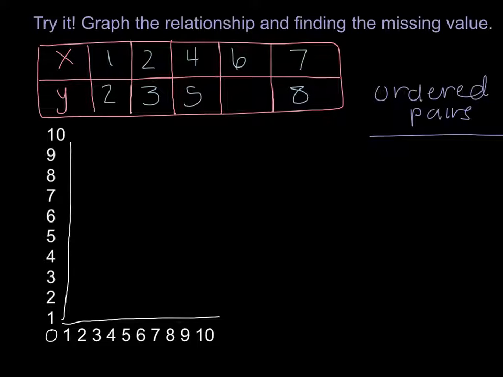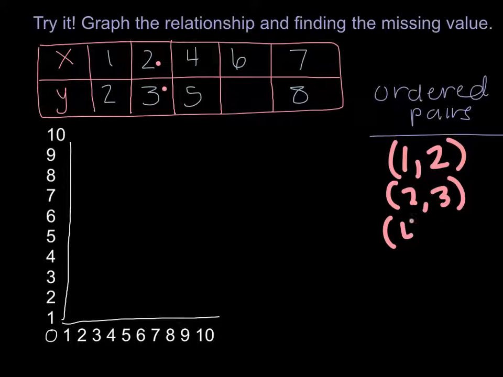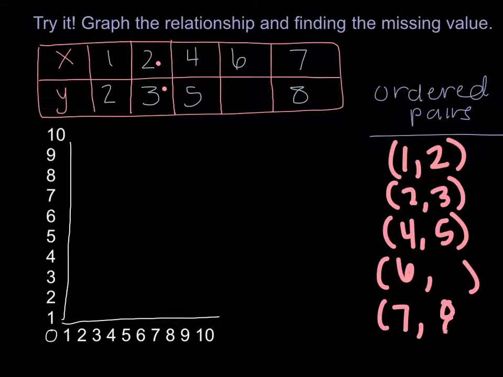Okay, so I'm going to start with my ordered pairs. My first ordered pair is going to be 1 from my x and 2. I'll just keep this thick marker. Next one, 2 and 3. Next is 4 and 5. Remember, it is important that you put x and y, because if you mix them up, it'll be different. 6 and I'm not sure yet. And 7 and 8.